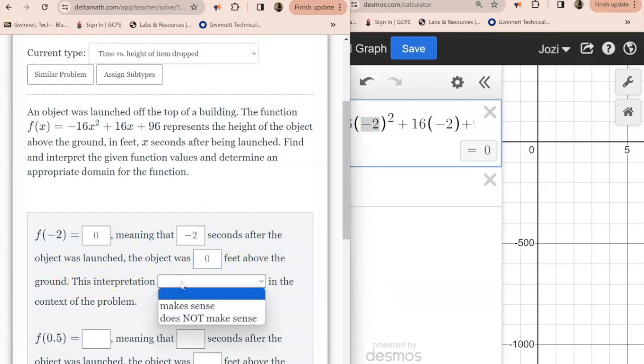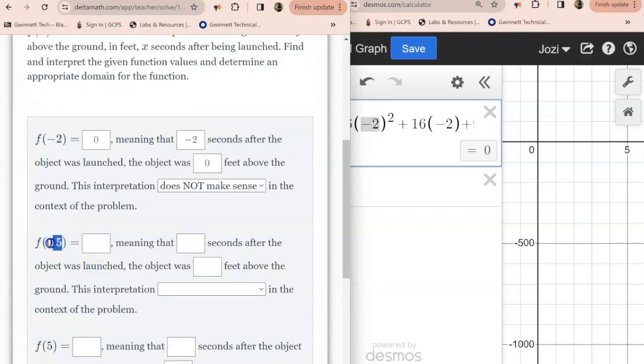Does this make sense? Have you ever heard of, yeah, she ran negative two miles, or she ran, the time was negative 10 seconds. What? That does not make sense. You cannot have negative time. Can I have 0 height? I can, right? I didn't go up or down, right? I can have 0 height, right? But it does not make sense for my x to be negative.